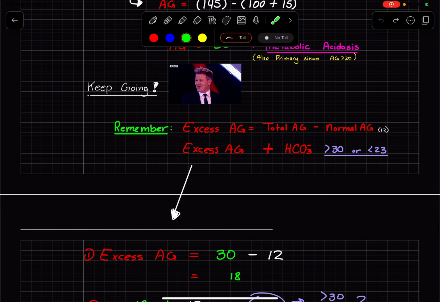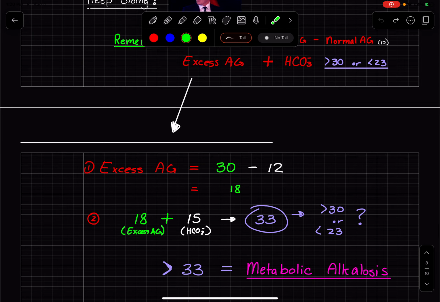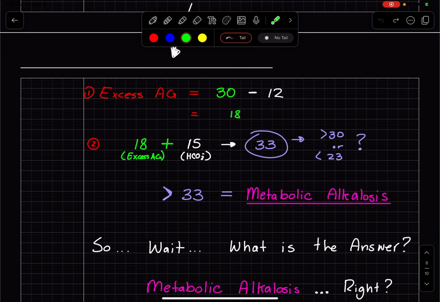Okay, we keep going, and I want you to remember Rule 3's formulas. Excess anion gap equals total minus normal, and then we'll use that to add bicarb to the excess anion gap and see if it's more than 30 or less than 23. Okay, you remember that whole thing? I'm putting them here so it's a little easier to see. You don't have to go all the way back up.